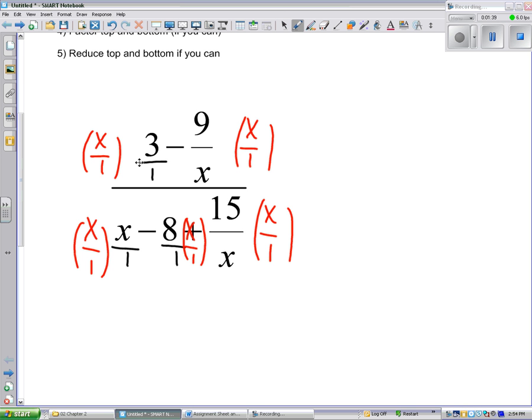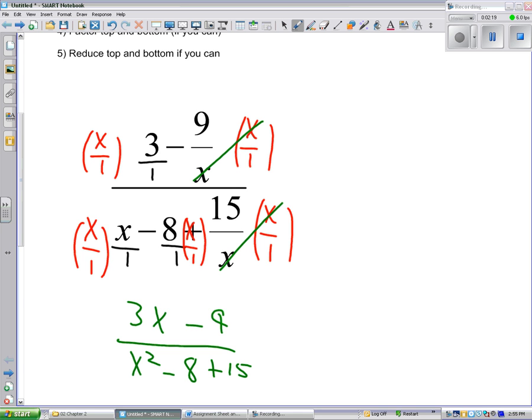Nothing gets eliminated in the x over 1 times 3 over 1, so we're left with 3x. In 9 over x times x over 1, the x's are eliminated, and we're left with minus 9. On the bottom, nothing is eliminated in x over 1 times x over 1, and we end up with x squared. Then, minus 8x. And again, in 15 over x times x over 1, the x's are eliminated, and we're left with plus 15.